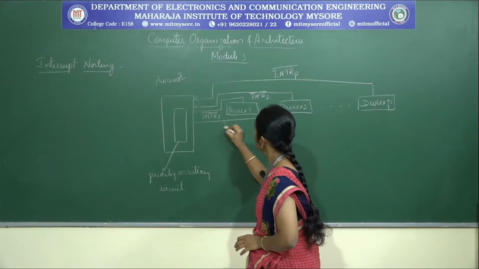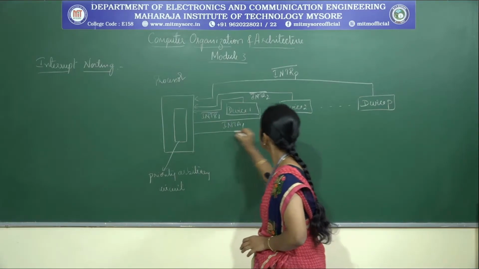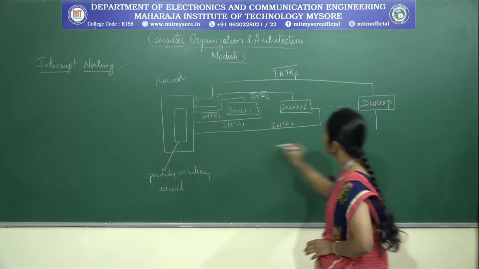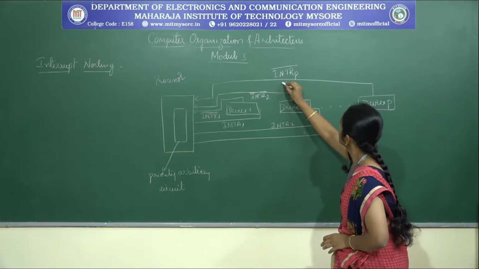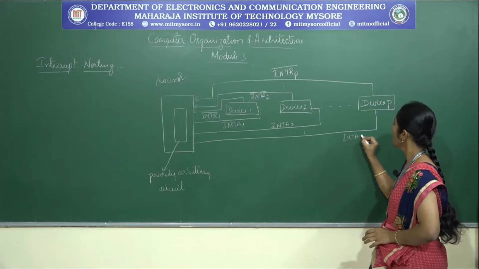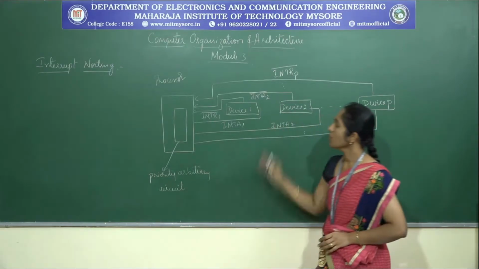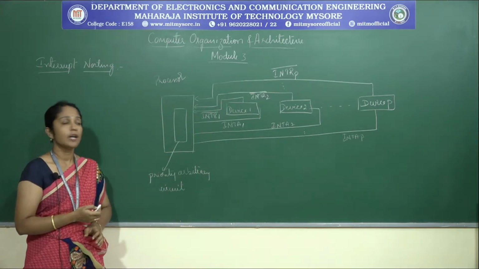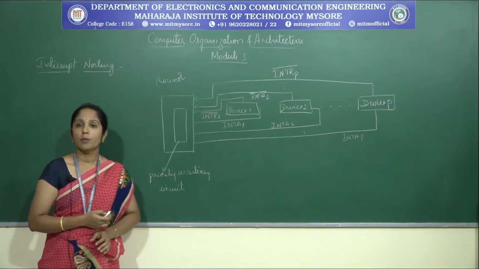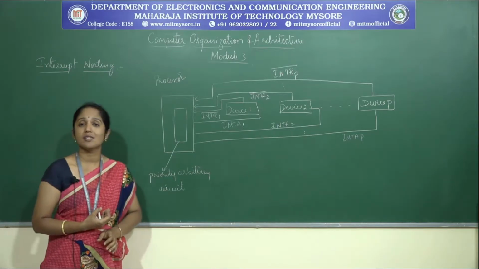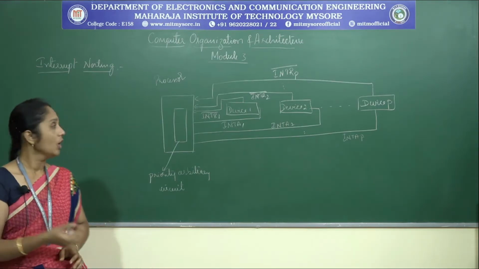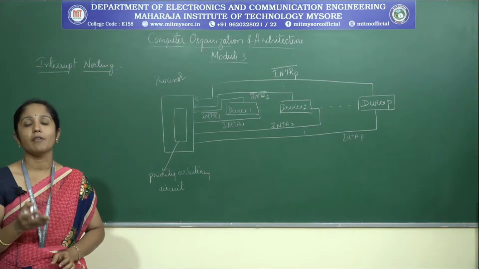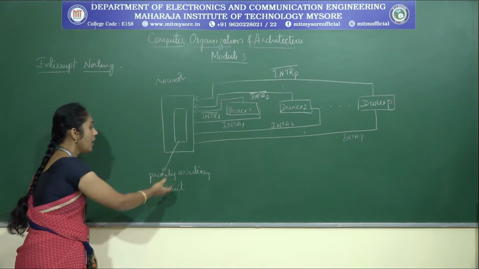You will have an acknowledgement INTA1, INTA2, the acknowledgement signal to the second device, and so on up to INTA P. If you observe, we have P devices, each with a separate interrupt request line and a separate interrupt acknowledgement line, and all these are connected to the processor. I have written priority arbitrary circuit. This is a circuit which combines all the interrupt requests and selects the interrupt which has the highest priority. That is the function of the priority arbitrary circuit.